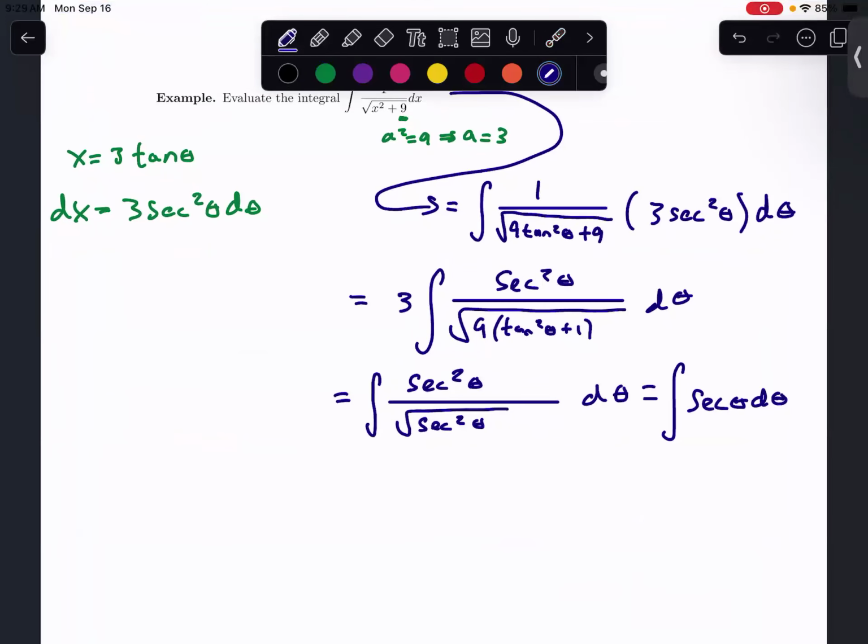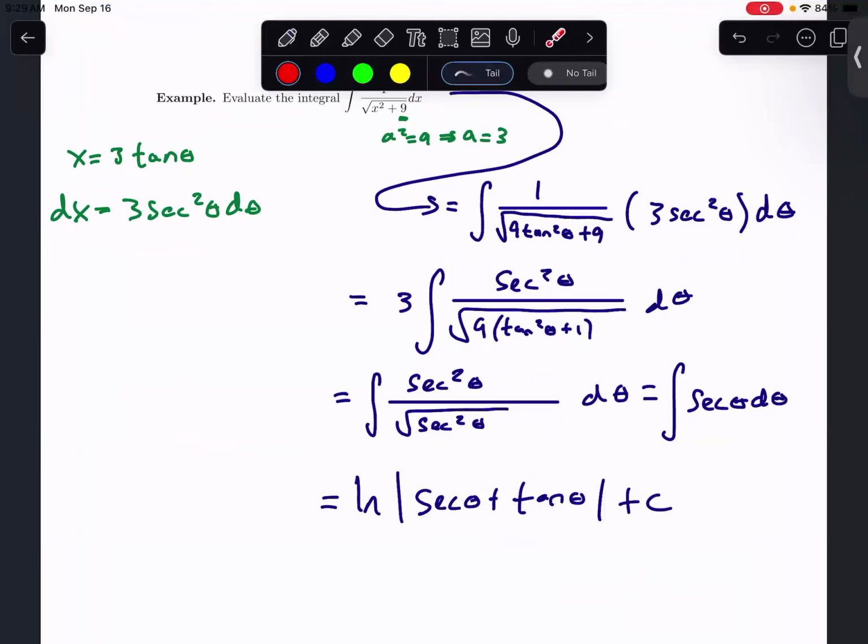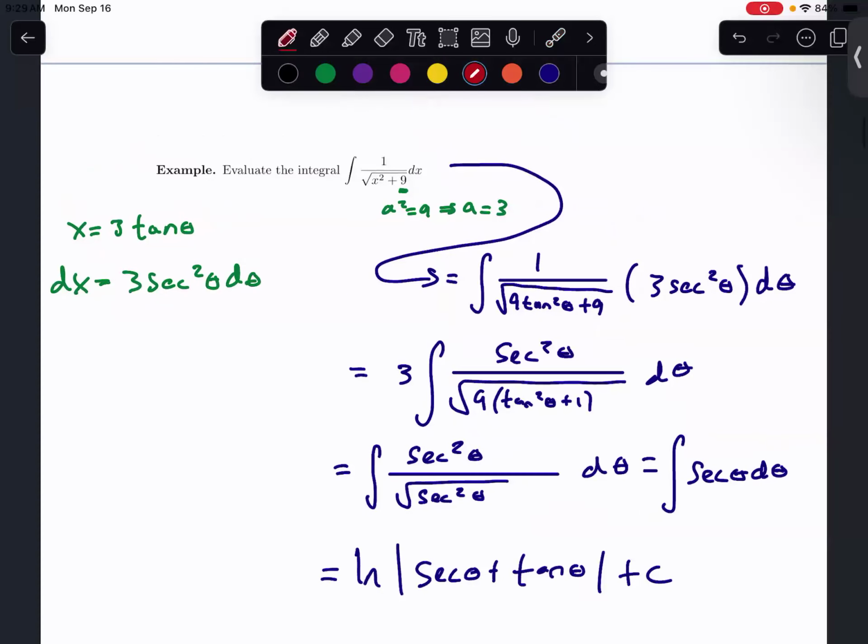Right, so this ends up being equal to the natural log of secant theta plus tangent theta plus c. And so now it's just a matter of translating everything back in terms of x, right? And so you have to do this triangle business again. You always go back to this original equation relating theta and x.